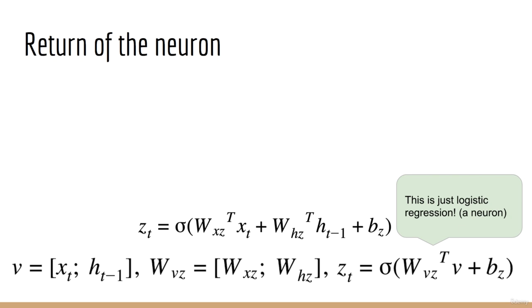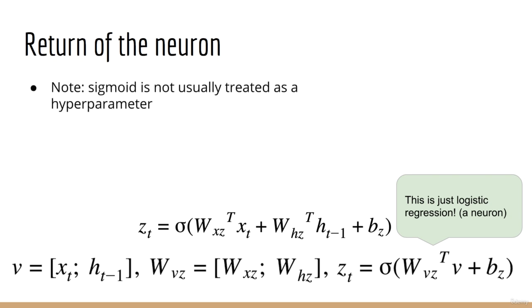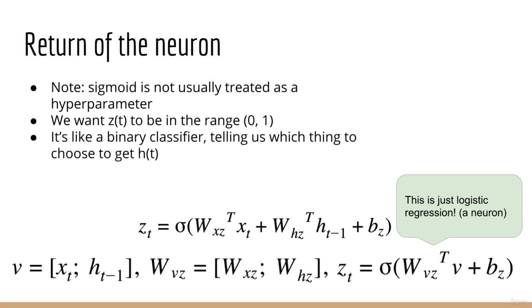Now, notice that it also ends with a sigmoid. Importantly, this sigmoid is not a hyperparameter. This is usually always a sigmoid because the output is always a number between 0 and 1. That's how we can take z of t and 1 minus z of t later on in the GRU. So what is this neuron predicting? It's like a binary classifier telling us essentially the probability that we should take the new value for h of t, or if we should keep the old value, h of t minus 1.